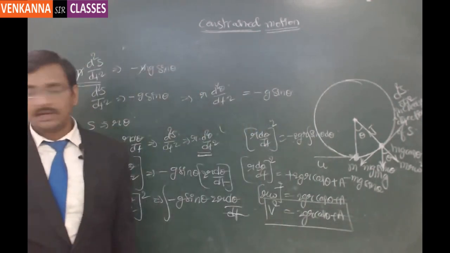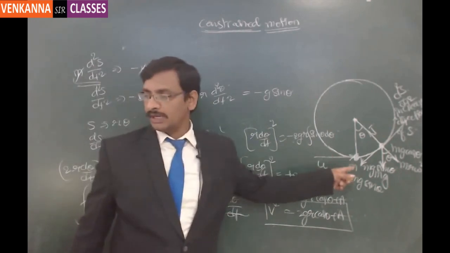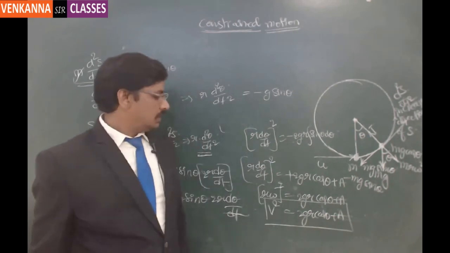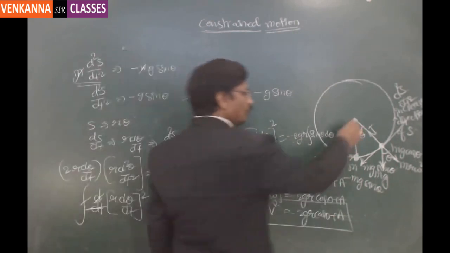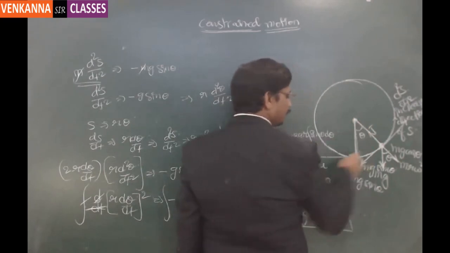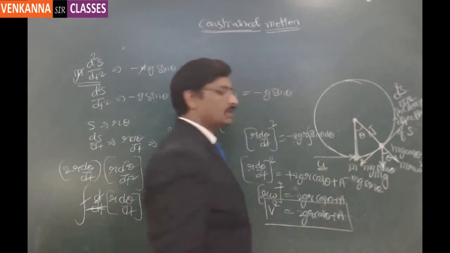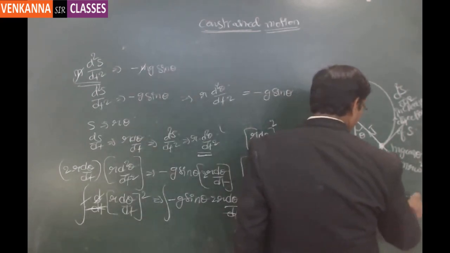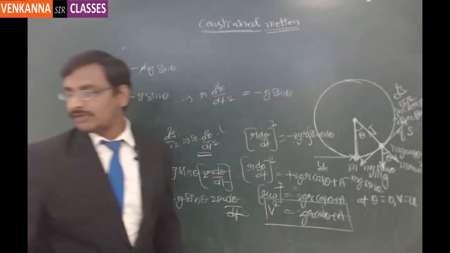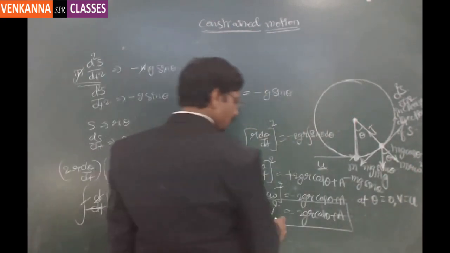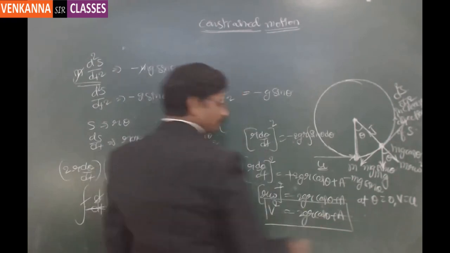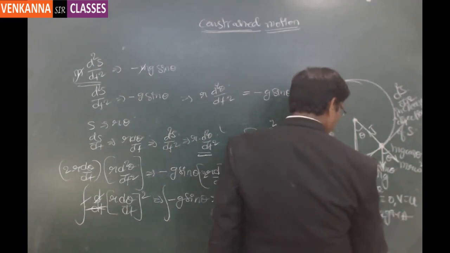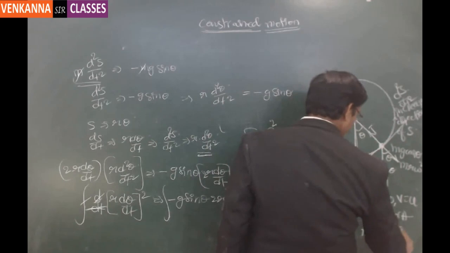So this is the fundamental relation of this motion, right? v square is equal to 2gr cos theta plus A, A being the arbitrary constant. Now this is the location where theta equal to 0, and here you have given an initial velocity of u. So that means at theta equal to 0, v is equal to u. If you substitute in this relation, then u square is equal to 2gr plus A, or A is equal to u square minus 2gr.